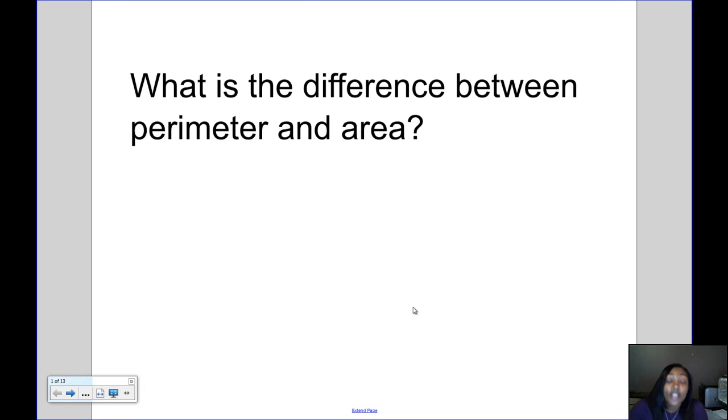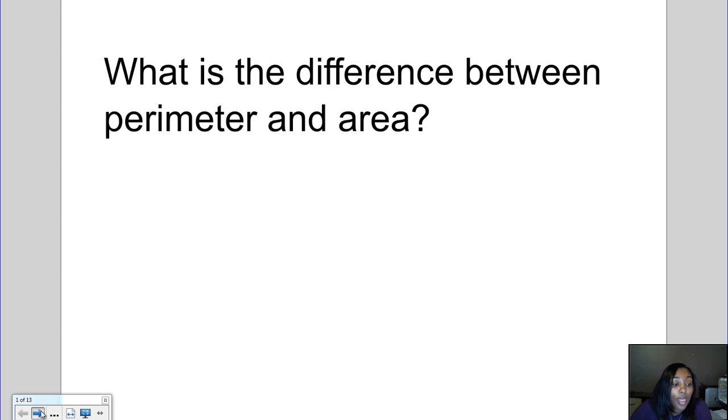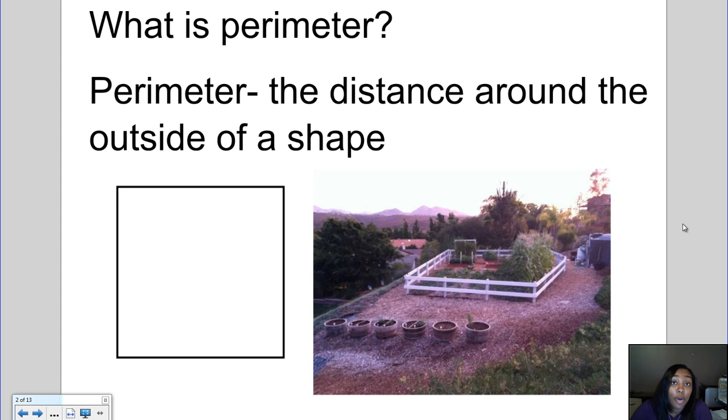So, today's video is about what is the difference between perimeter and area. So let's start with perimeter. What is perimeter? Well, perimeter is the distance around the outside of a shape. So if I want to know how far it is around this square, I would be looking for the perimeter.